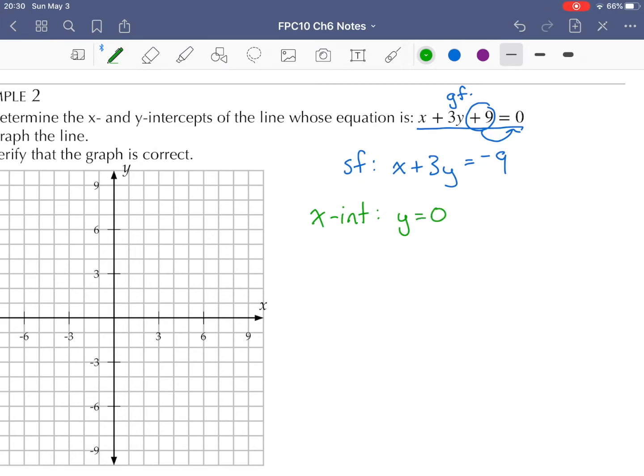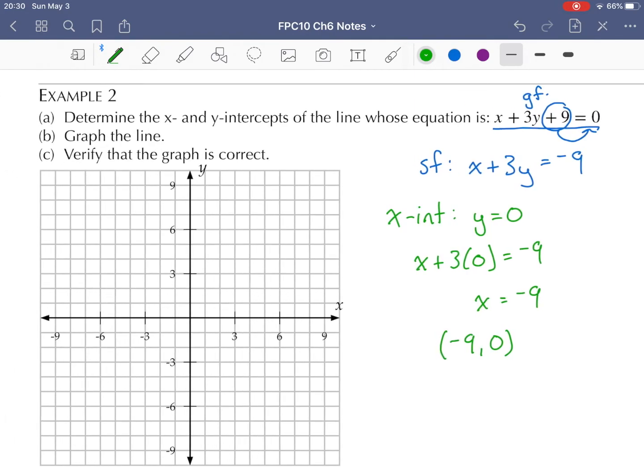We're going to determine the x-intercept first. To determine the x-intercept, we set y equal to 0. That's going to give us our x-intercept. Our x-intercept is always when it's 0 up or down. So to figure out our x-intercept, y equals 0. Now let's put that into our equation. x plus 3 times 0 equals minus 9. So 3 times 0 is 0. x plus 0 is just x, which is equal to minus 9. So our x-intercept is at minus 9, comma 0.